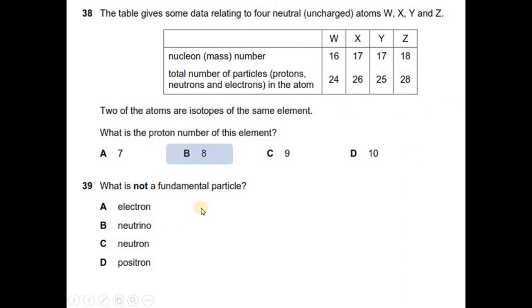What is not a fundamental particle? Electron, neutrino, neutron, and positron. Clearly, electron, neutrino, and positron, options A, B, and D, all belong to the lepton family. Neutron is not a fundamental particle; it is a baryon. It is made of quarks. So option is C.